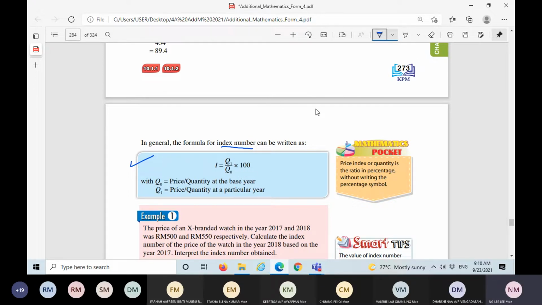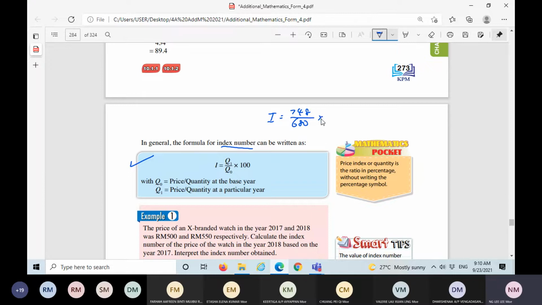Like the example just now, the smartphone example. Last year is 680, this year is 748. So the index number, as I said just now, if it increases 10%, the index number should be 110. How do we get the 110? You see, Q1 is the price this year. The base year is the price last year. So this year the price is what? 748. Last year the price is what?